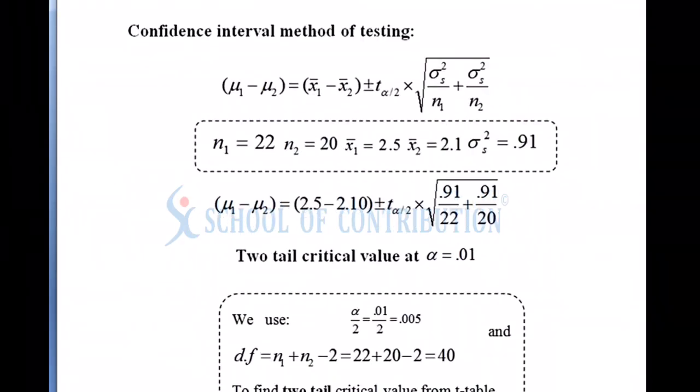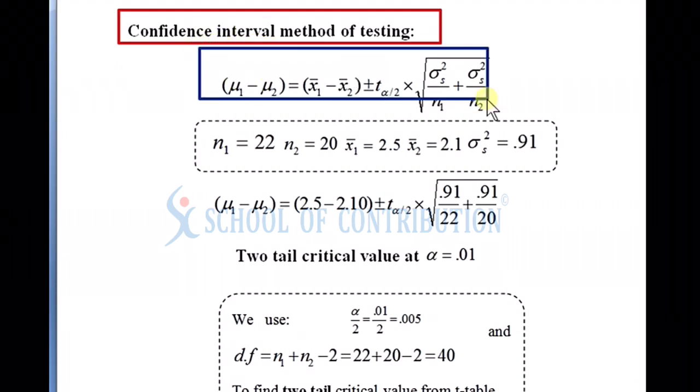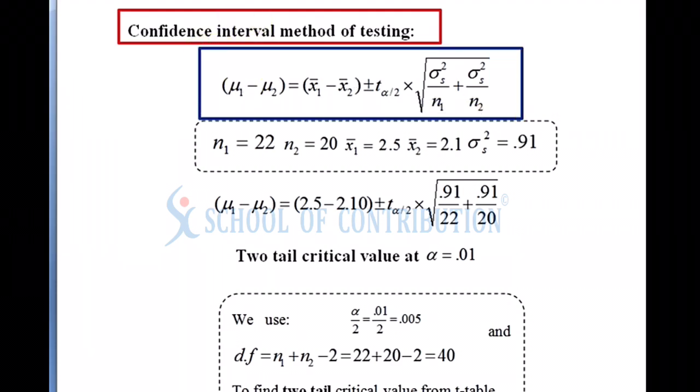Now we are going to use the confidence interval method to test this hypothesis once again. This is the confidence interval method of testing, and the formula for the confidence interval for the t-test is this. As we see over here, mu1 minus mu2 is the difference between two population means. This is the difference between the two sample means.